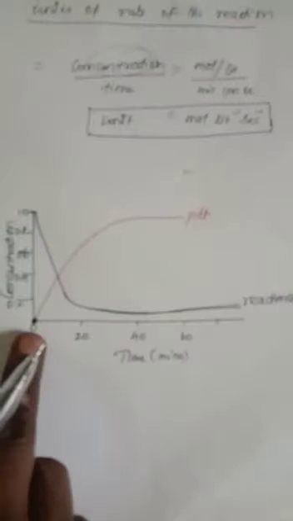So why do we have different kinds of graphs like this? Initially the concentration of the reactant is high. Once the reaction is started, it gets reduced. Concentration of the product is 0. Once the reaction is started, it increases. This is the graphical representation for the rate of the reaction.